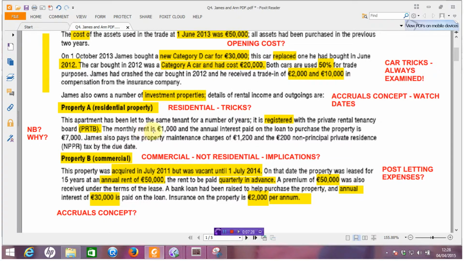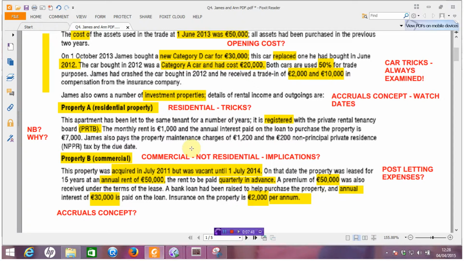Now, in terms of the monthly rent, looks like the property has been rented for a number of years. We've got a monthly rent here. We've also got some annual loan interest, and then indeed some details about some expenses, maintenance charges, and 200 euros to the non-principal private residence authority.